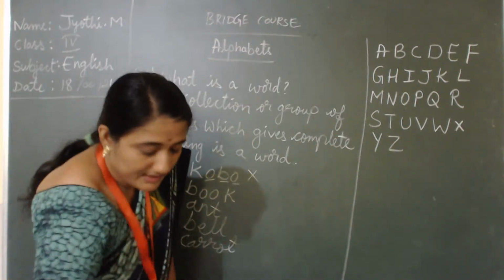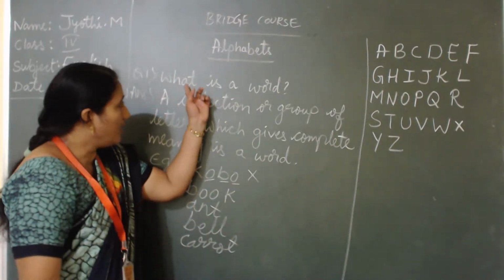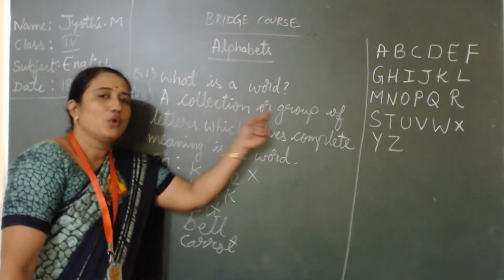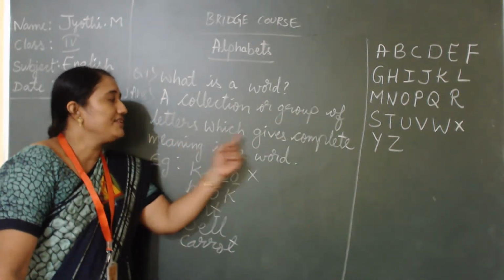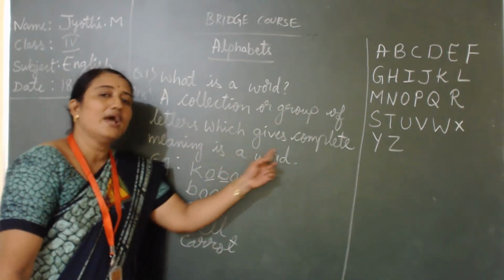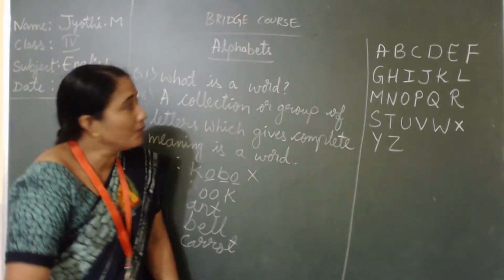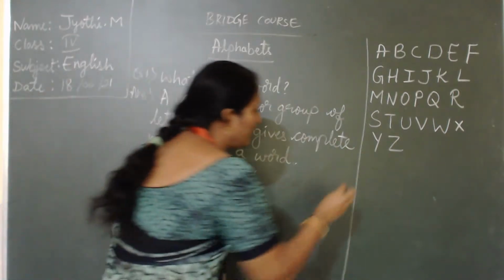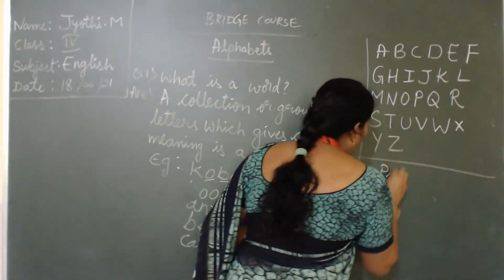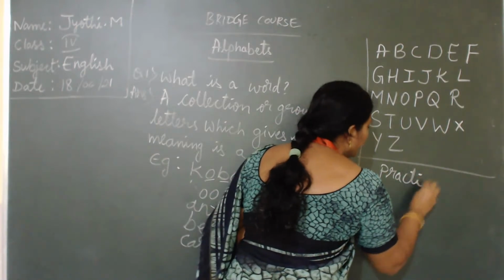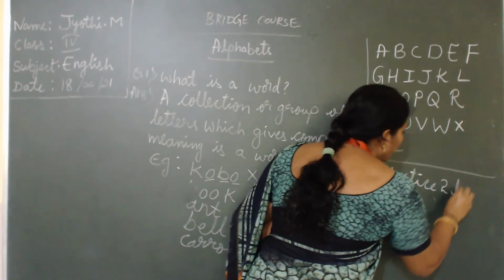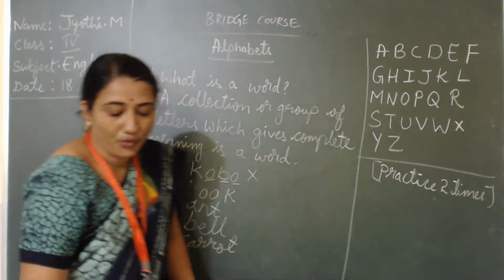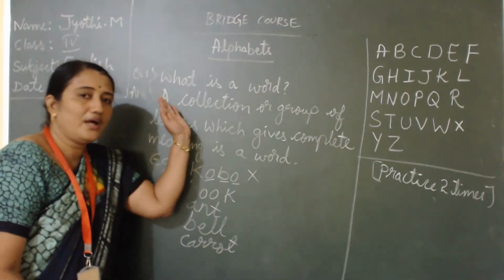Yes, children, take down this definition. What is a word? A collection or group of letters which gives a complete meaning is a word. You have to practice this definition 2 times. Whatever definitions I am giving today, children, you have to practice them 2 times in your English rough notebook. Did you all take down?